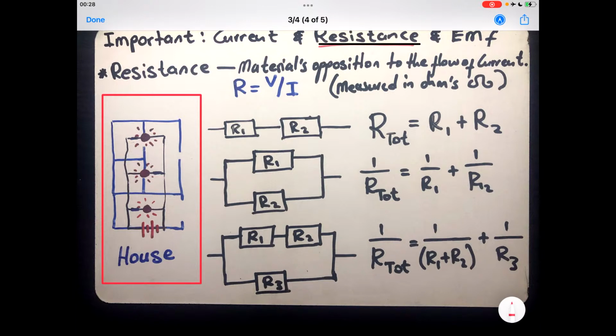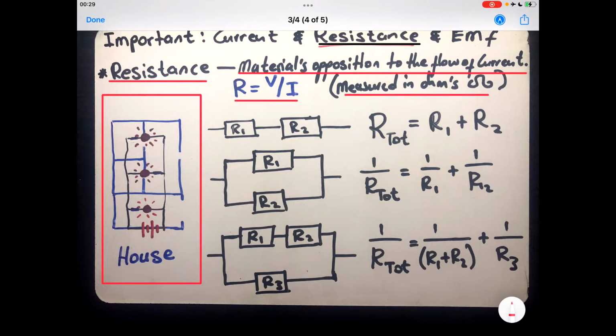So let's see, what exactly are we talking about when we talk about the resistance? In short, the resistance refers to the material's opposition to the flow of current. That's what we talk about when we talk about the resistance in short. And here we've got the formula which says the resistance is equal to V over I. And the resistance is measured in ohms. I'm pretty sure that at this stage most of you are aware of that.